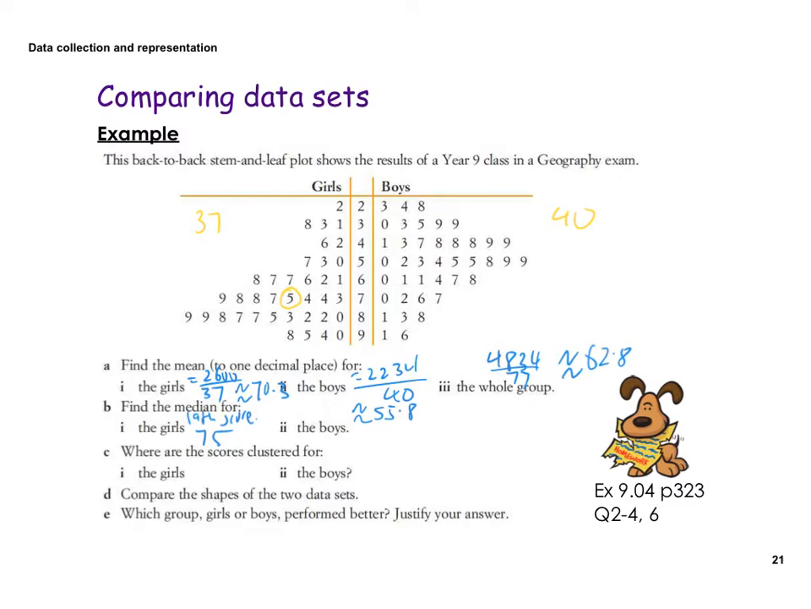Now for the boys, they're 40. So obviously half of that is 20, but it's an even, so it's going to be the 20.5th number. And of course, that's between the 20th and the 21st score. So let's count them out.